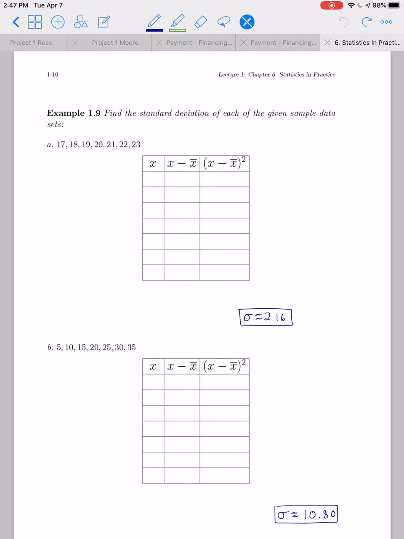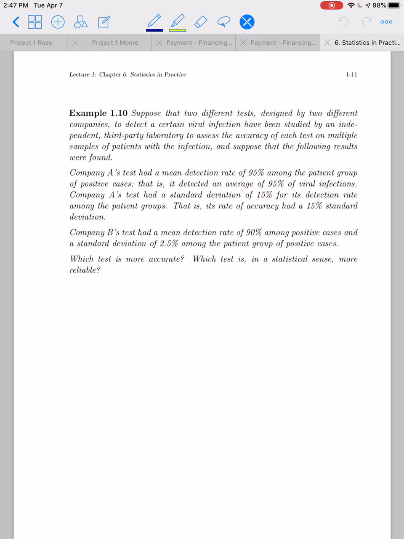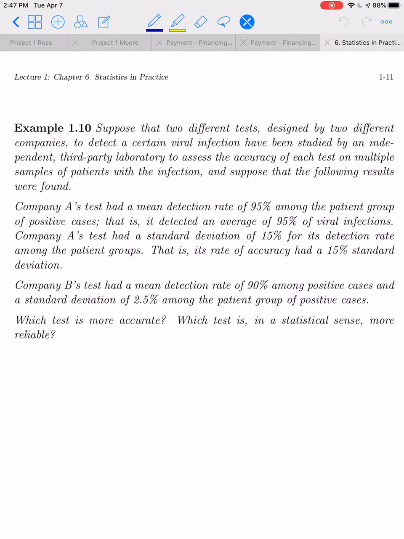Alright, one last thing that we need to look at is knowing the mean and the standard deviation and comparing 2 data sets to that. So this example is a bit wordy, so let's start slowly and break it down.